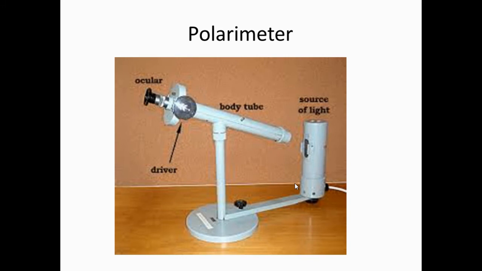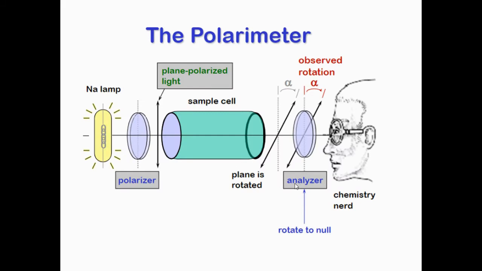Then the polarimeter. The polarimeter is the instrument used to measure the extent of rotation of plane polarized light caused by a substance. This instrument is known as a polarimeter. The main components of a polarimeter are a source and a polarizer, which may be a Nicol prism, then a sample cell, then an analyzer.